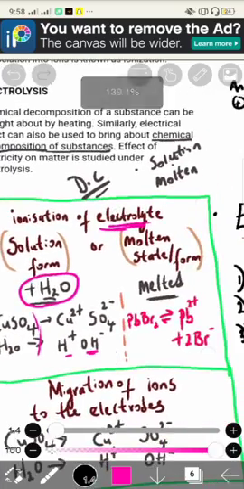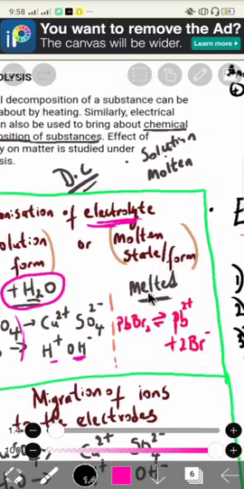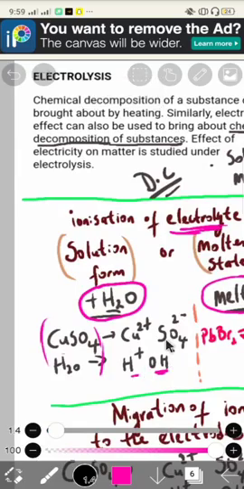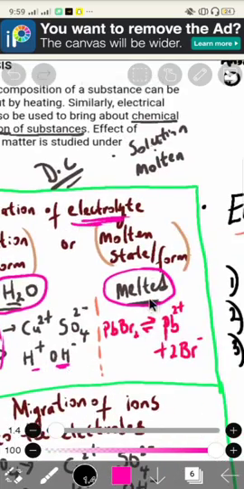So now let's move on to the molten state of form. Molten state just simply means what? Melted form, when it is being melted. So as it's melted, it will be able to what? Dissociate. If it is in solution state, it can dissociate. If it is in melted state or molten state, it can also dissociate. So an example is lead 2 bromide. Now this lead 2 bromide, once it's being melted, it will dissociate into what? Lead ion and bromine ion.